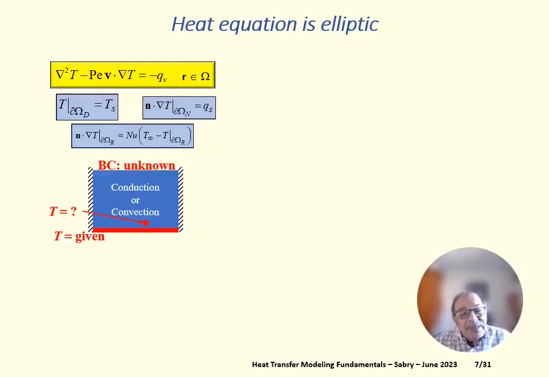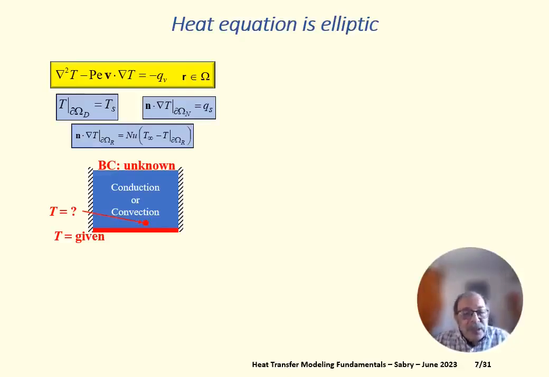We have Laplacian T somewhere, which is a very well-known fact: you cannot predict temperature anywhere inside the domain if you do not specify a boundary condition all along the boundaries. If there is only one part that is missing, then you cannot solve this problem. Let us try to explain this with a simple 2D problem. It can be a conduction or a convection problem. They are both elliptic at this level.